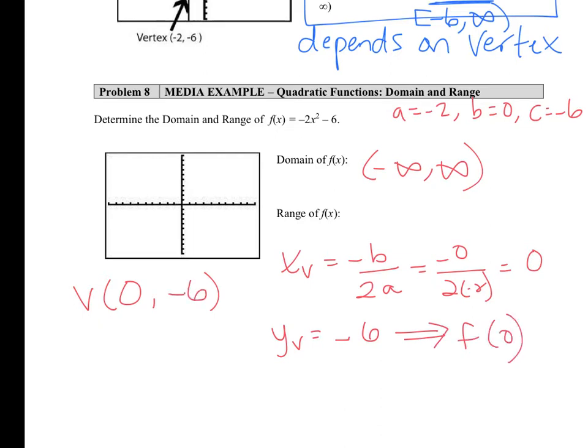Okay, so there's my vertex. So let's see, this is going to be down here. And this one's going to open down. Okay, so my range on this one is never going to go higher than -6. So my range would be -infinity all the way to -6. And it's going to look that form every time I have a maximum.